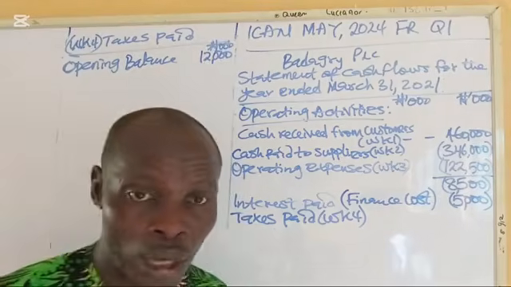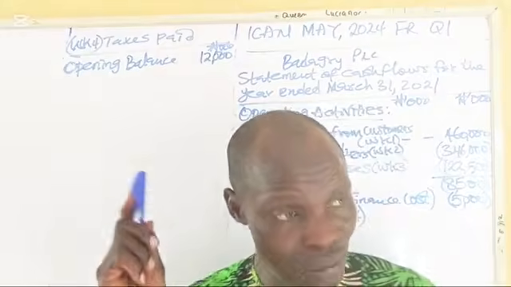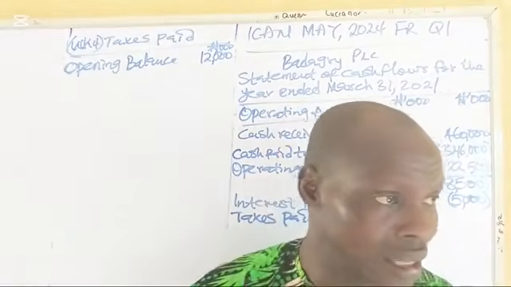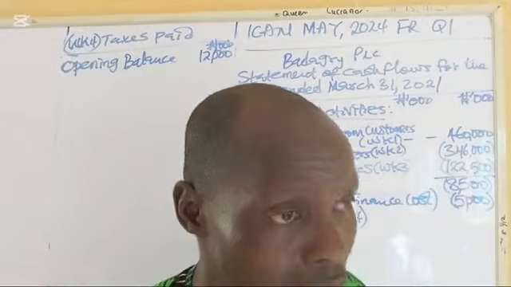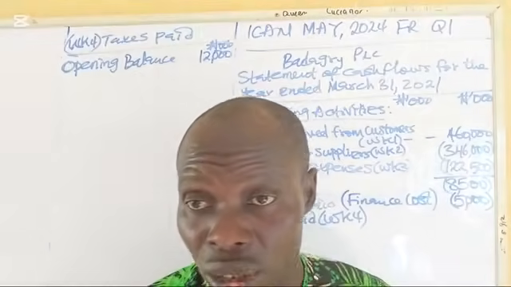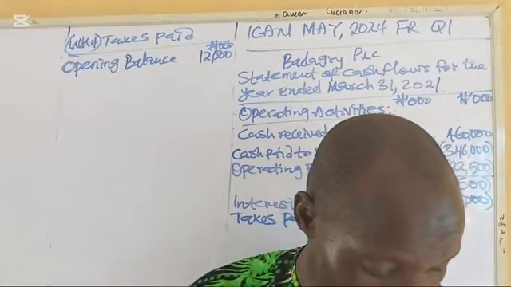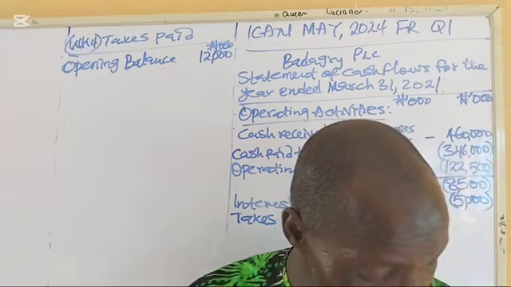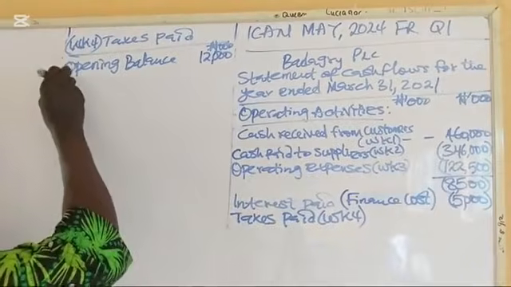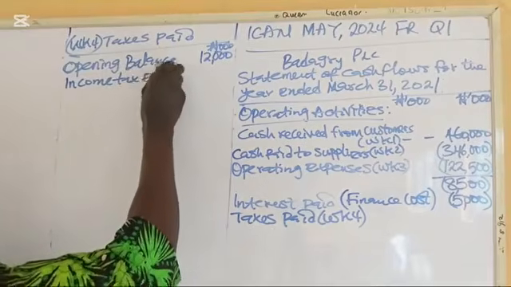In case you have deferred tax in your non-current liability, the opening balance should be considered. But since we don't have anything like that in this question, we only use the taxation under the current liability as the opening balance. After this, we have income tax expense. How much is that? You have 70,000.